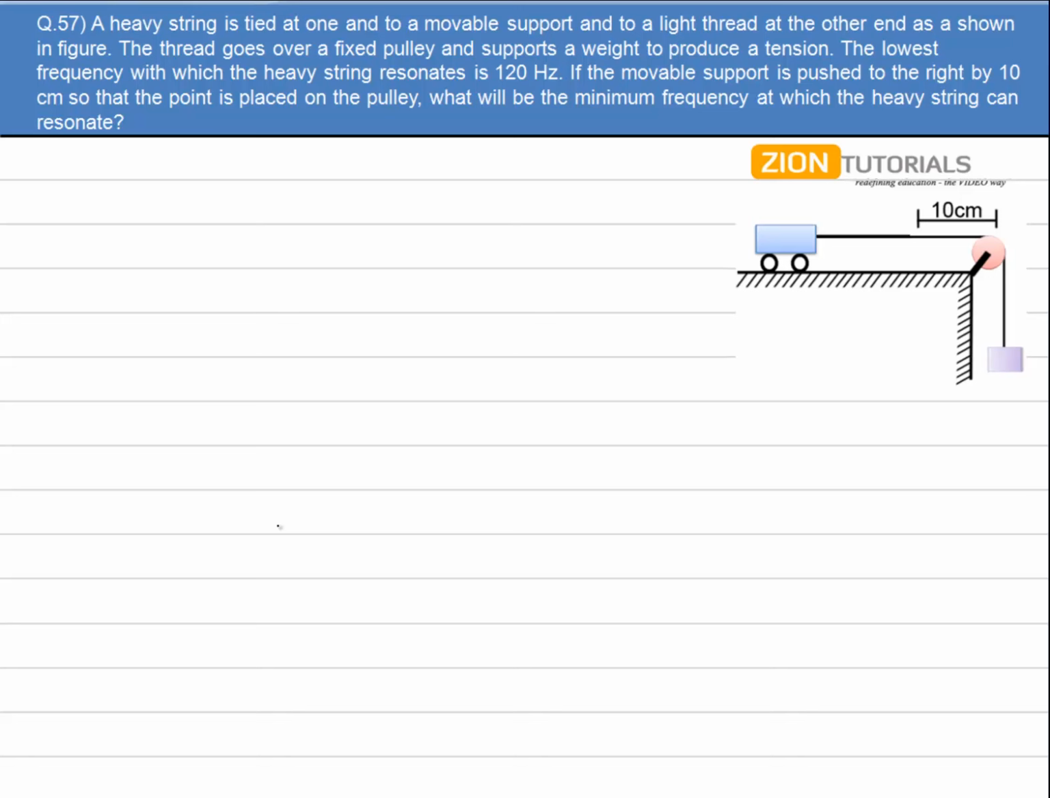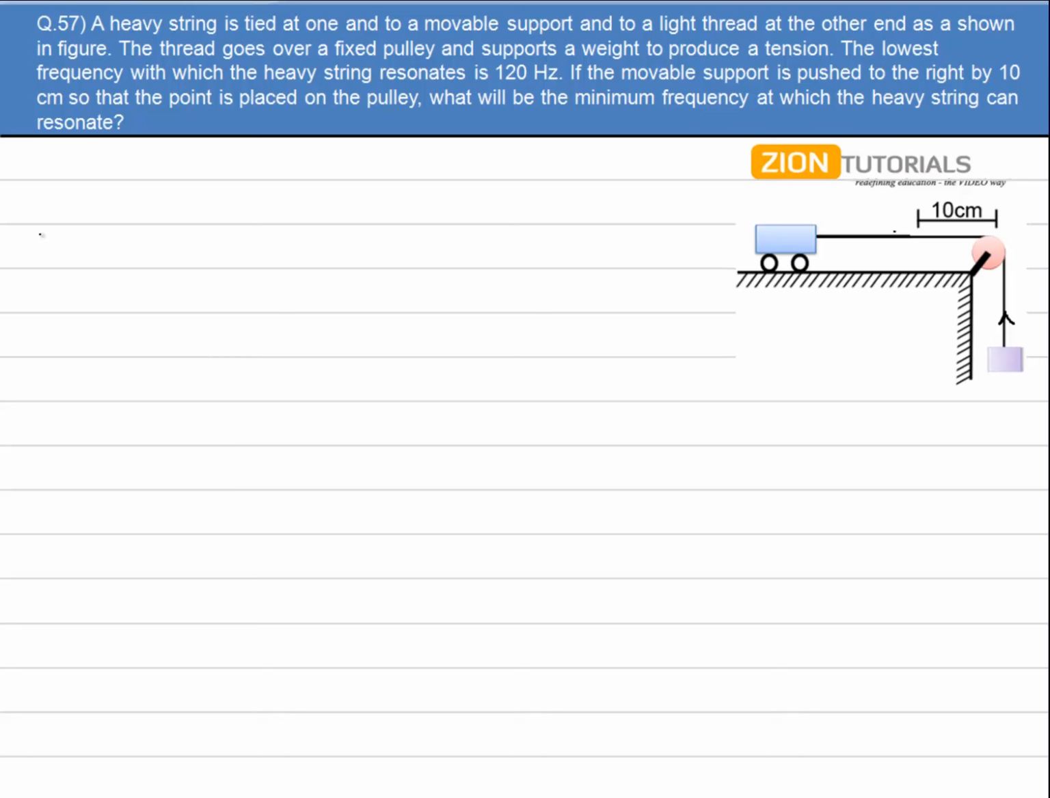If the movable support is pushed to the right by 10 cm so that the point is placed on the pulley, what will be the minimum frequency at which the heavy string can be resonated? Fine. So initially, what is happening in this condition? T, that is the tension, will be equal to mg, and this tension will be in the heavy string too.